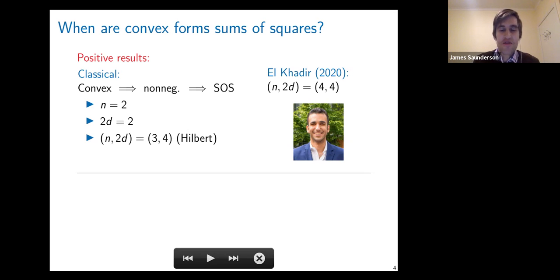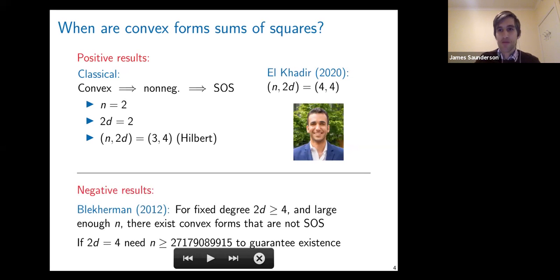There's this other remarkable and very interesting, very recent work by Bashir al-Qadir that shows that if you look at when a convex form is a sum of squares directly, there's a new case. He's established that quaternary quartic forms that are convex, so convex forms in 4 variables of degree 4, are always sums of squares. This shows that there is more going on here than just equivalence between non-negativity and sums of squares. All right, so this is on the positive side, this is what we know.